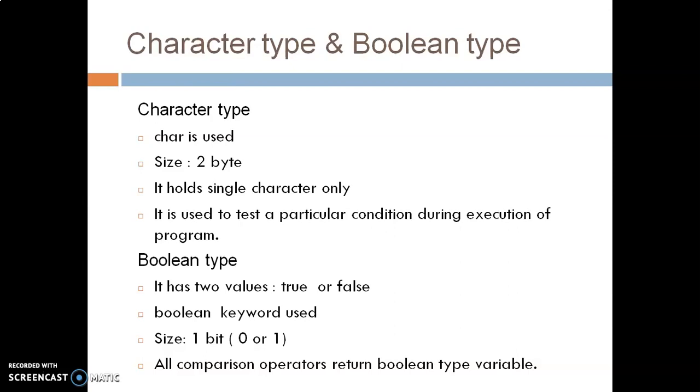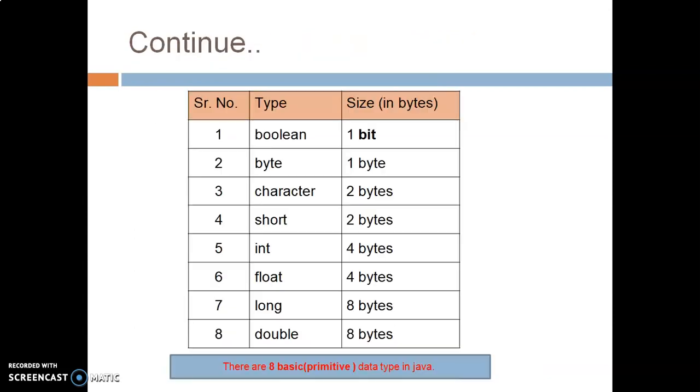So you are getting either true or false, yes or no. All comparison operators return a Boolean type variable. For example, 2 is less than 3. Yes. Then you will get only one answer, true or false. So this is about character type and Boolean type. The size of the Boolean type is 1 bit because it consumes only 0 or 1.